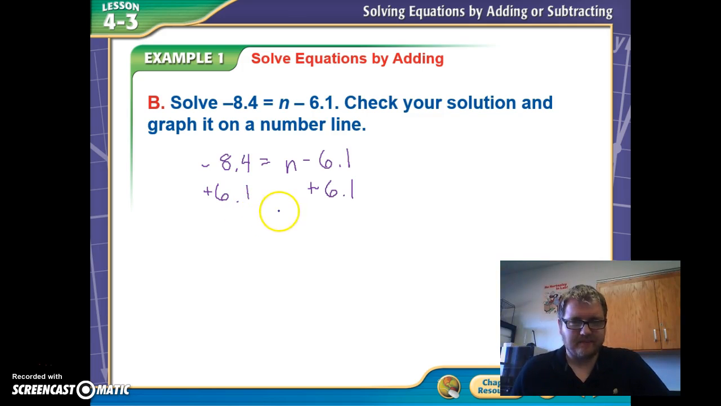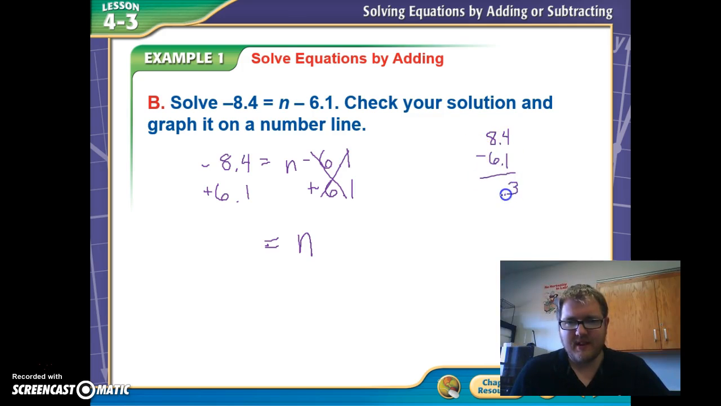They don't change. So now these two cross out to give me 0, so we only have n on this side. On this side, we have negative 8.4 plus 6.1. So different signs, I'm going to subtract and keep the bigger sign. So let's take 8.4 minus 6.1.